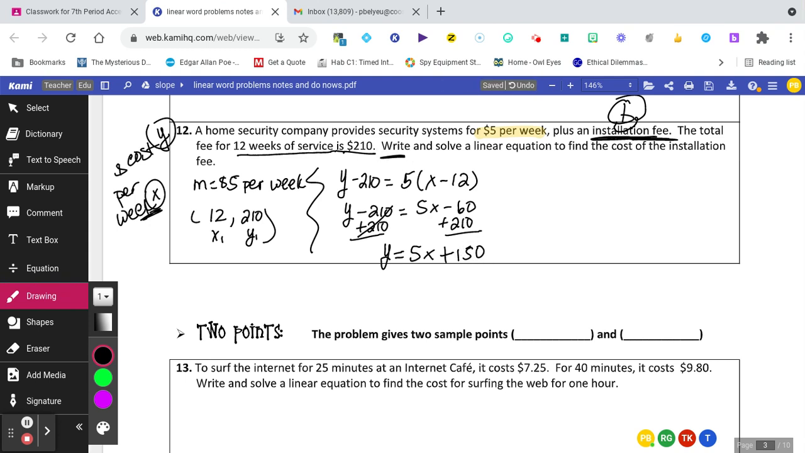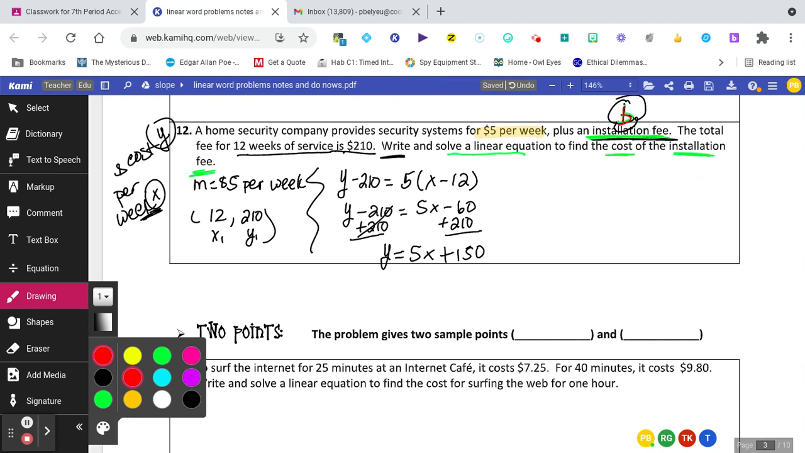So I've already written the equation. Let's see what it's asking us to solve. It says solve a linear equation to find the cost of the installation fee. Well, up here it says plus the installation fee, which is b. So I know if I can just look at the equation, I can get the cost of the installation fee. Well, b is 150. So I know the cost of the installation fee is $150. That's the answer to my question because it said b is the installation fee and it asked for the installation fee. So just find b.